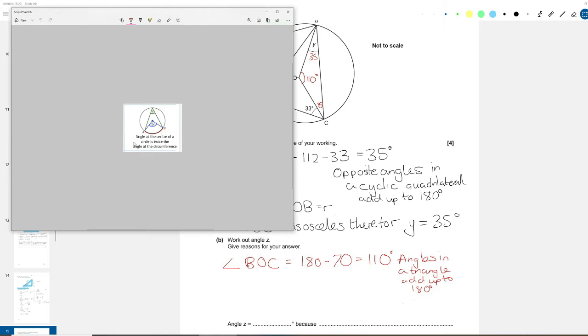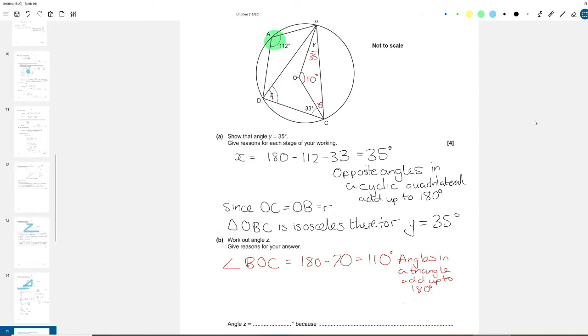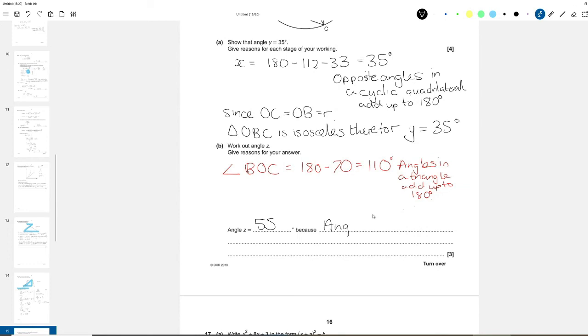Now once I know that this would be 110, I need to know the circle theorem of this. That angle at the center of a circle is twice the angle at the circumference. So I know that this is double this. So I would say that Z would equal 55 because the angle at the center is double the angle at the circumference.